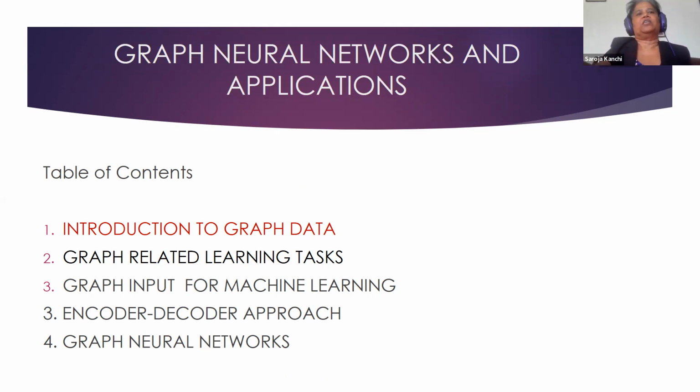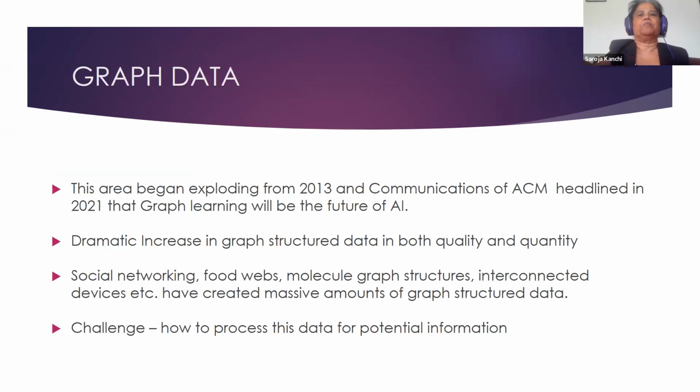I'll start with an introduction to graph data and the fact that it's prevalent everywhere now. Then we talk about what tasks we're interested in relation to graphs. Then we'll talk about how giving a graph as input is different from any other type of input, such as images or tabular data, for a machine learning algorithm. And then we'll start with the encoder-decoder approach and move into graph neural networks.